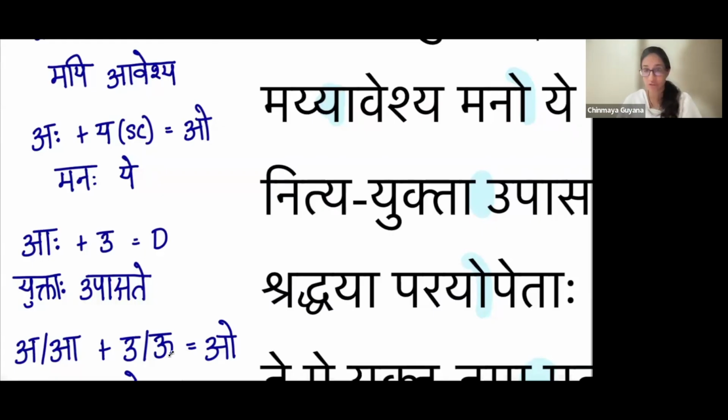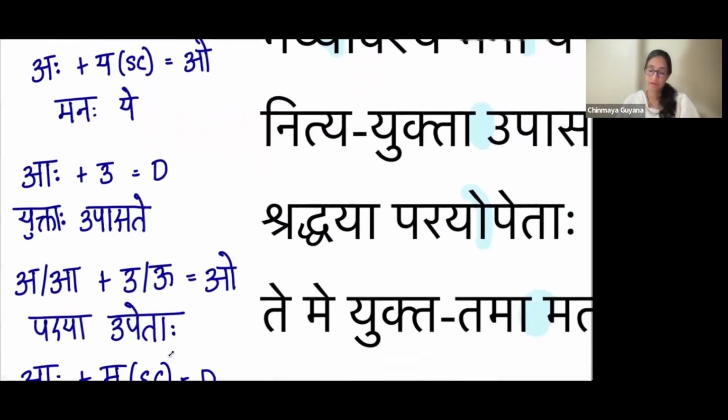Okay. Now this O. So how do you get an O? What is the rule that equals O in vowel sandhi? A or A plus U or U equals O. So now you have to break this O. And the A or A has to go with the Y, and the U or U has to go with the B. So the original word is paraya. If you wrote paraya, that's also fine, because you wouldn't have known. And the second word is upeta. Paraya upeta.